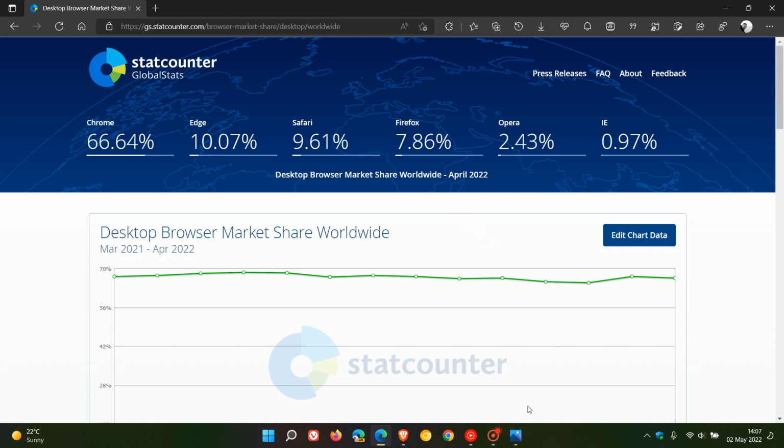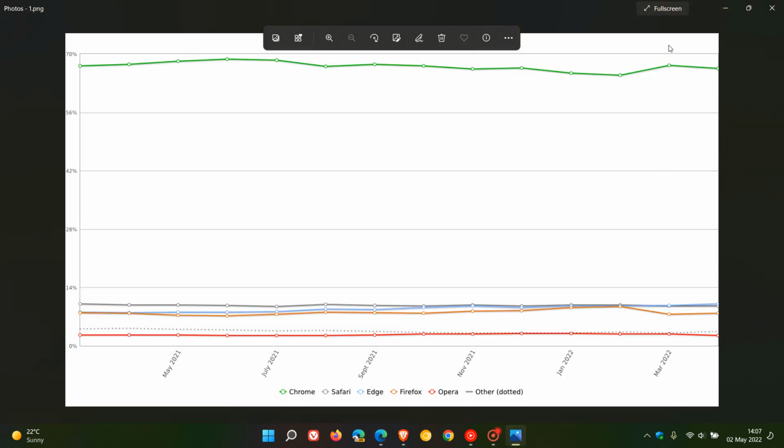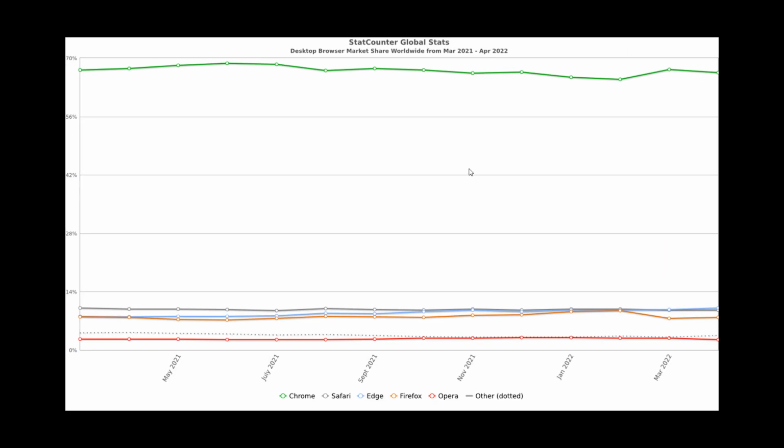Now, if we just go have a look quickly at a more in-depth look at the actual chart from their website, desktop browser market share worldwide from March 2021 to April 2022. Yeah, in the green at the top, as mentioned, Google Chrome still far ahead and ahead of the other browsers, yeah, sitting just under 70%.